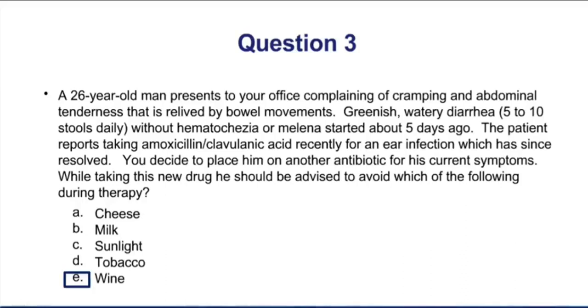You might notice that the other options here make for very interesting and possible answers to other test questions. When you think about cheese, perhaps you're thinking about tyramine and its interaction with MAOIs. When you think about milk and dairy products, certainly the chelation with tetracyclines comes to mind. When it comes to sunlight, phototoxicity for fluoroquinolones, tetracyclines, and sulfonamides. Tobacco, well, that one's easy. Everybody should avoid tobacco.